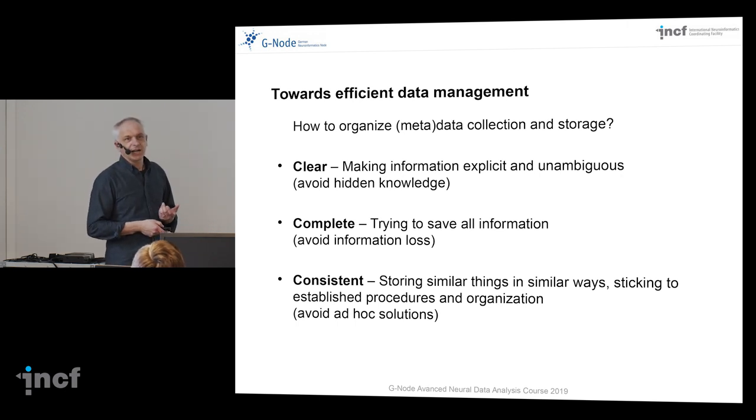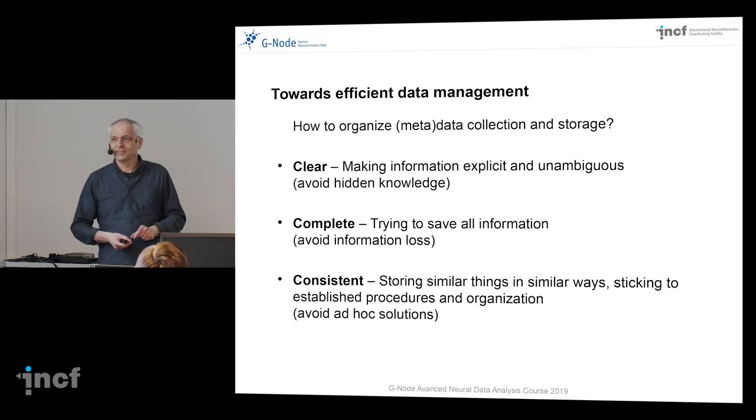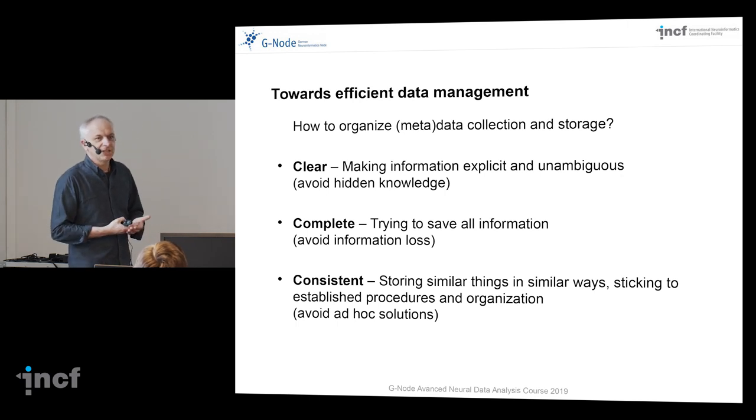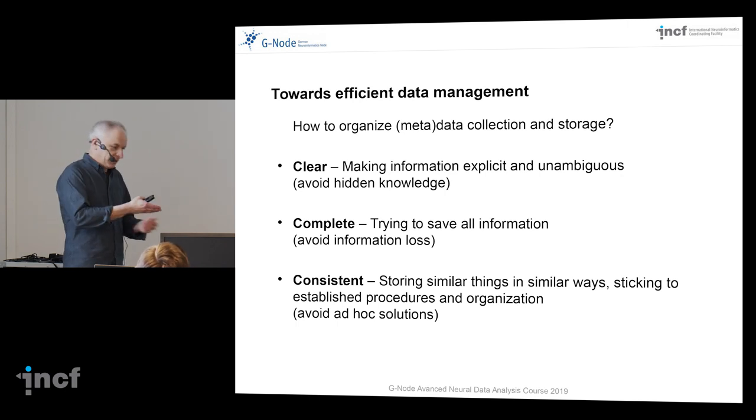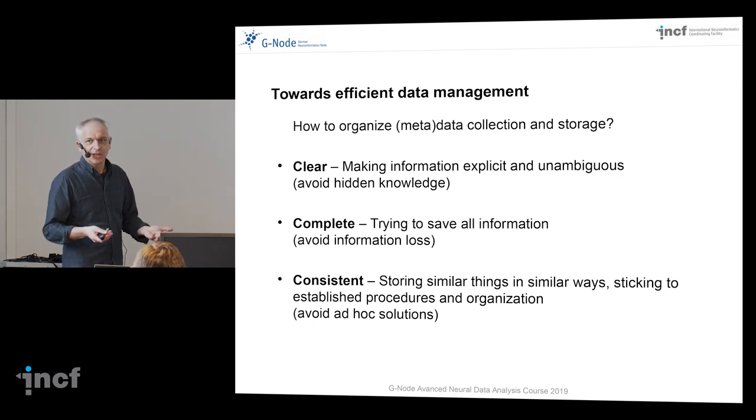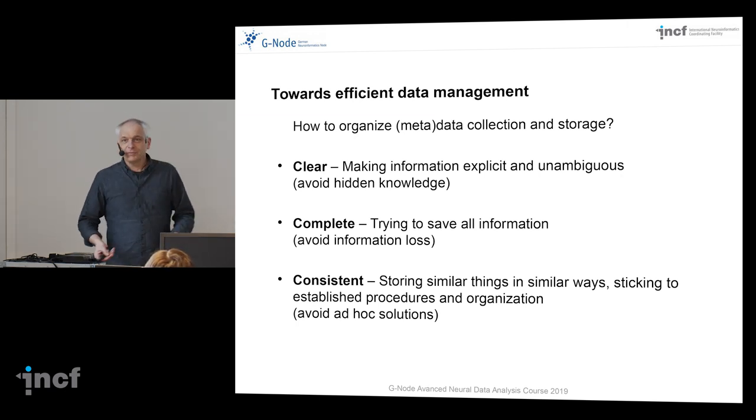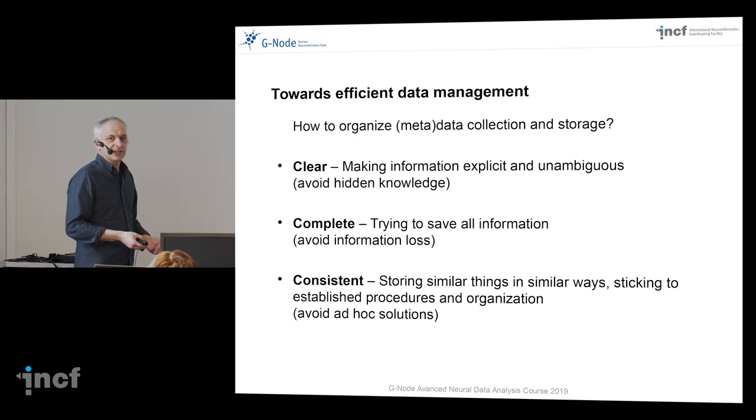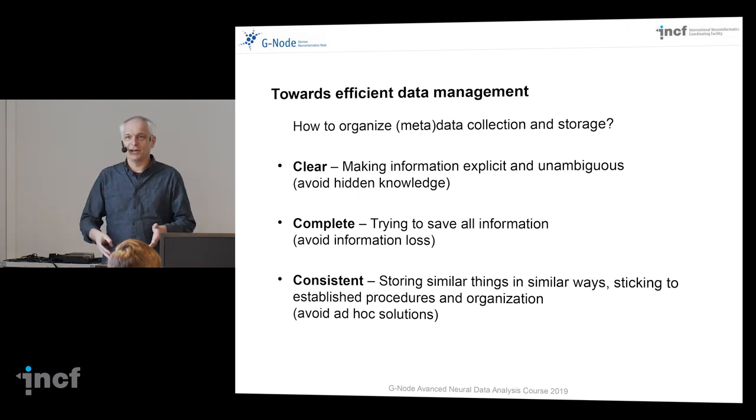How can we organize our metadata collection? We should try to be clear, and write down or record things unambiguously, so that when we think of ourselves 2 years from now, if I would read the name for this parameter, would I know what it is? Would I understand it? We should try to save all the information, even if it's something that we think now is not important, but in the future or for other reuses, it might be important. And probably the hardest thing is to be consistent, to store things in the same way.